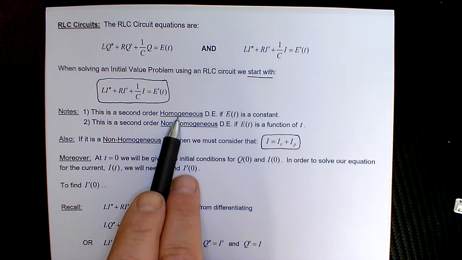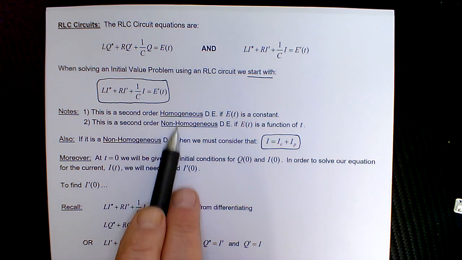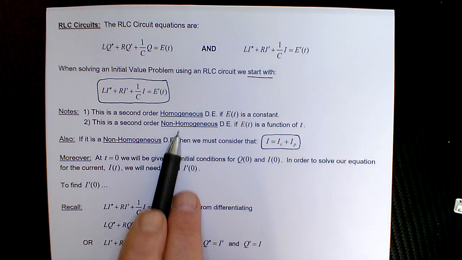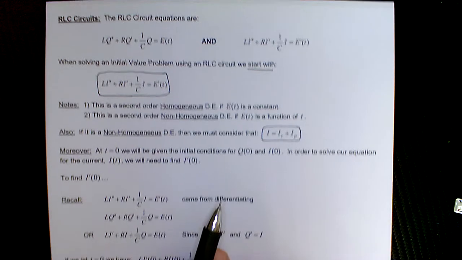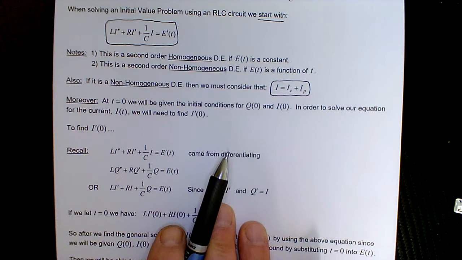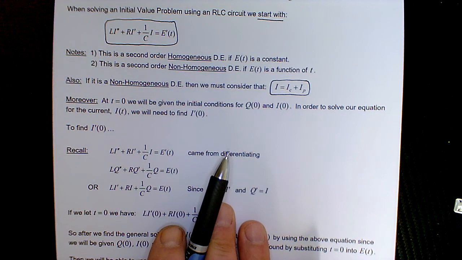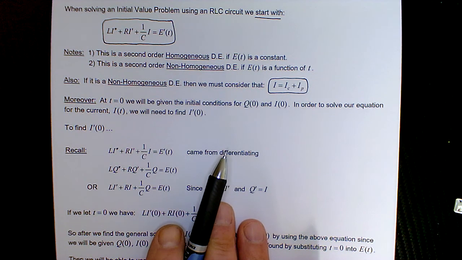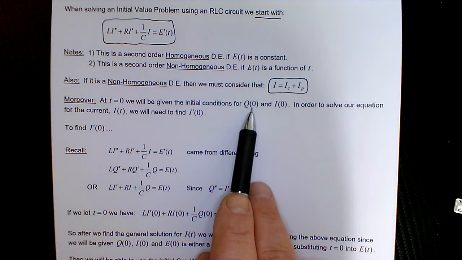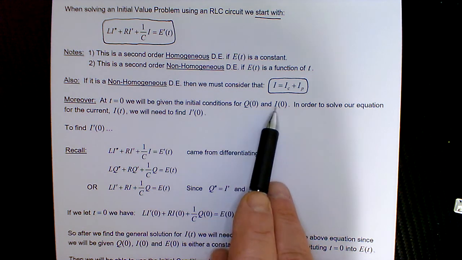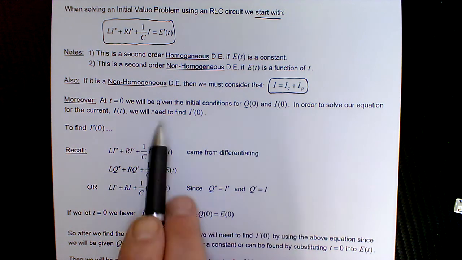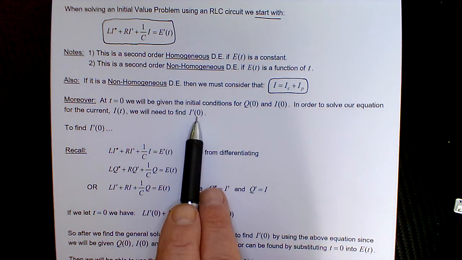So we have two more examples. First one is going to be a situation where it turns out to be homogeneous, and second one, a situation where it's non-homogeneous. But a very important thing to note here is something that we wouldn't really expect. It's concerning initial conditions. We're only going to know the initial conditions for the charge and the current, so Q of 0 and I of 0. If we have to solve our equation for the current, we're going to need to find I prime of 0.